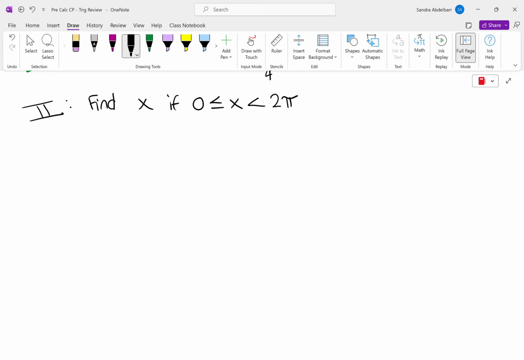So find x if 0 is less than or equal to x, which is less than 2 pi. Notice the 2 pi doesn't have the equal to sign. So your answer can be 0, but it cannot be 2 pi. The first one I'm going to do with you is number 7. This is saying the tangent of x is equal to root 3 over 3.